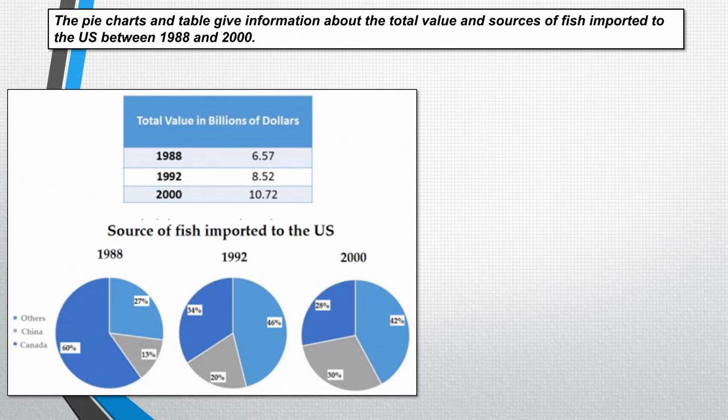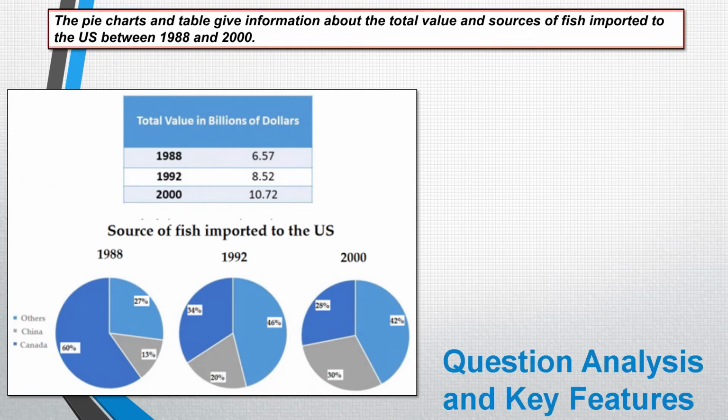Let's look at one more question with multiple data sources, just to make sure we get the idea of this. So this question reads, the pie charts and table give information about the total value and sources of fish imported to the US between 1988 and the year 2000. And there we can see a table and the pie chart underneath, several pie charts.